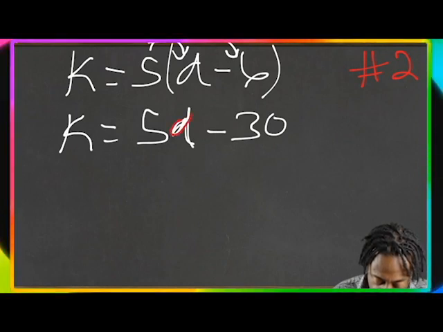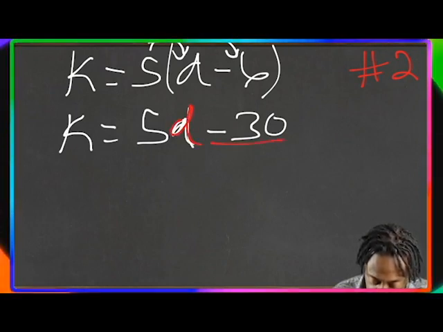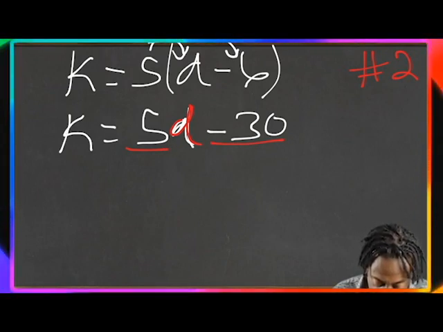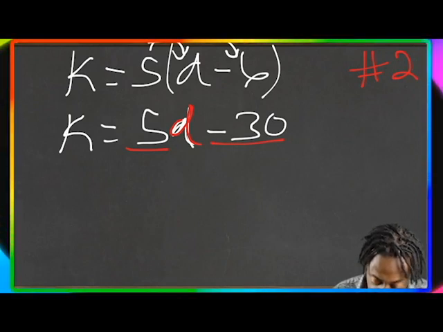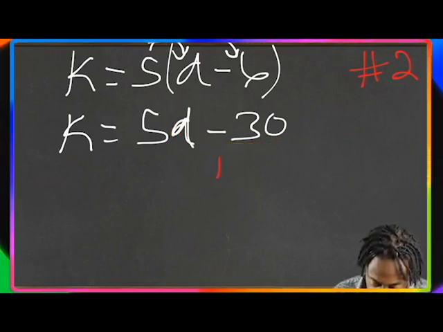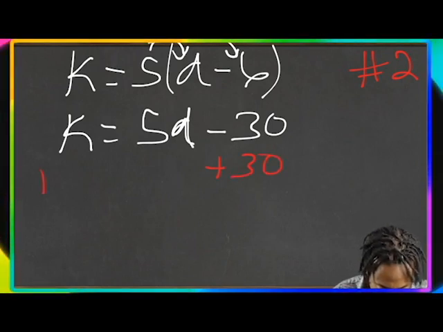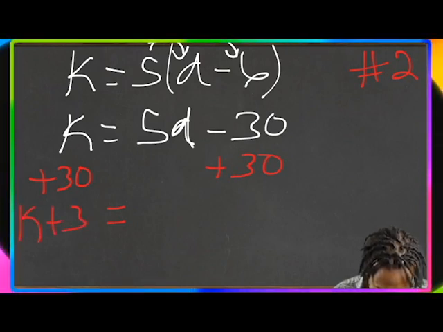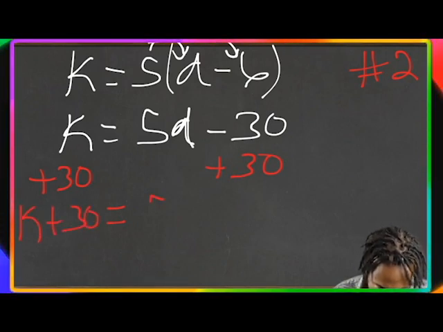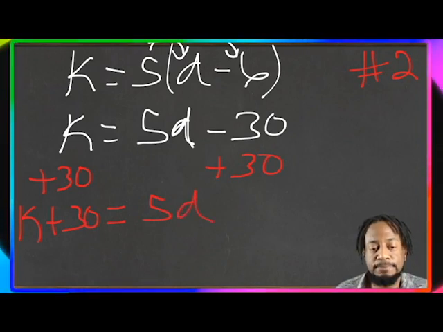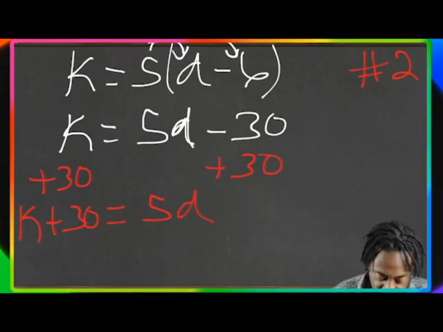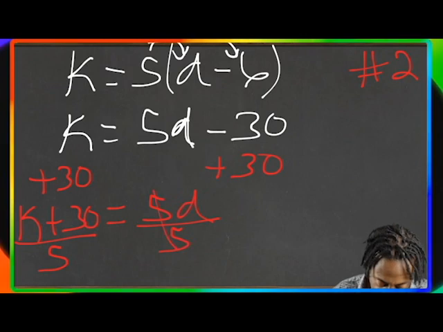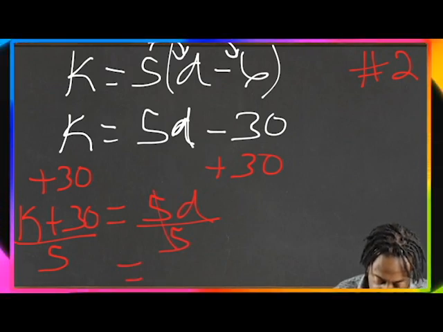Now we can get rid of what we need to solve. We need to get rid of negative 30 and a 5. So the first thing we're going to do, let's go and get rid of the negative 30. So let's take the colors off. Negative 30 is going to be positive 30. So positive 30 over here equals K plus 30. K plus 30 equals 5D. All right. Now we got 5D, we multiply. So now we're going to what? Divide the whole thing by what? 5. So this gives you D by itself.